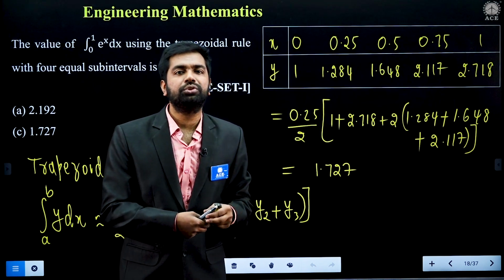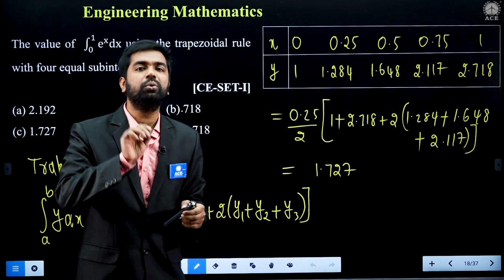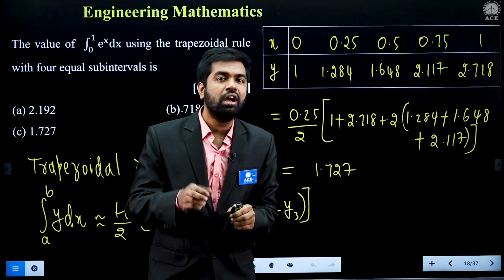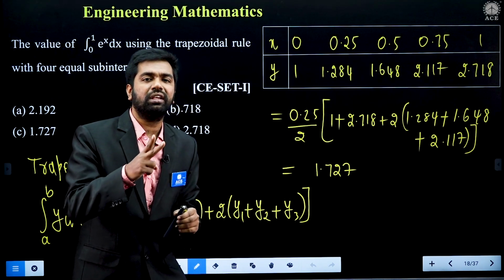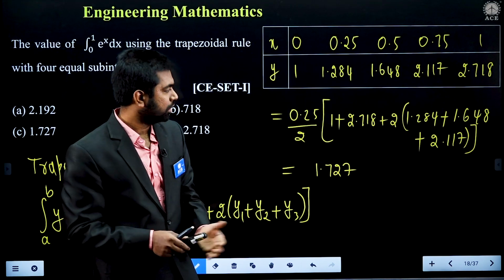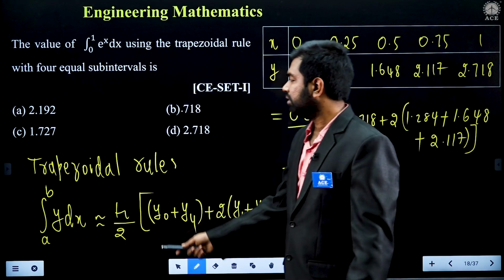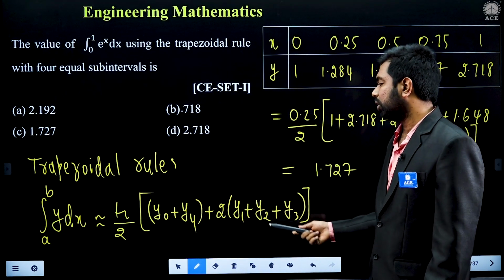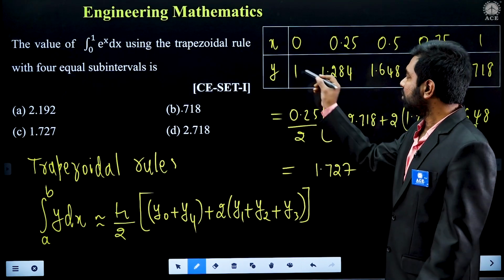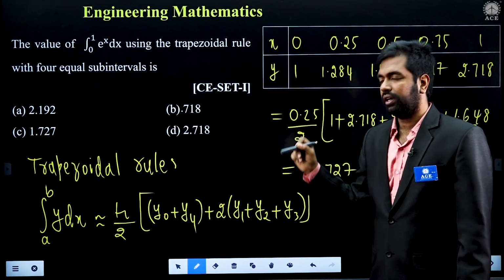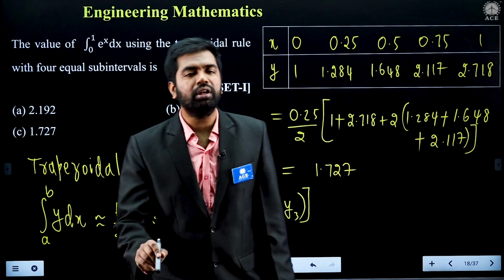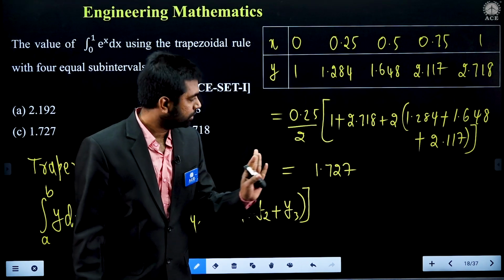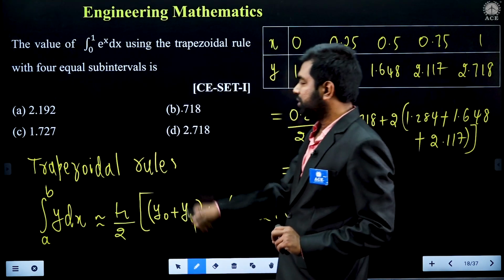Once you have got all these values, you know the trapezoidal rule formula, which is h by 2 into y0 plus y4, because he said 4 subintervals, na? Y0 plus y4 plus twice the remaining values. That's what is written here. So this value is approximately equal to h by 2, y0 plus y4 plus twice the remaining values. You have got all the y values, put that here and get the answer. For this you have to use the virtual calculator. So after simplification, what you will get is 1.727. So we have that in the options as well.